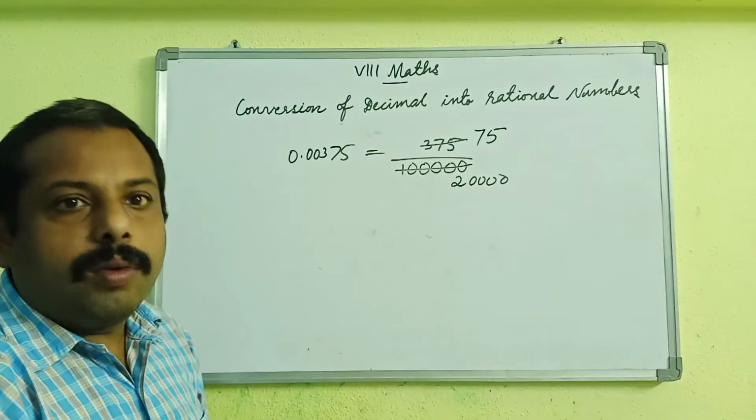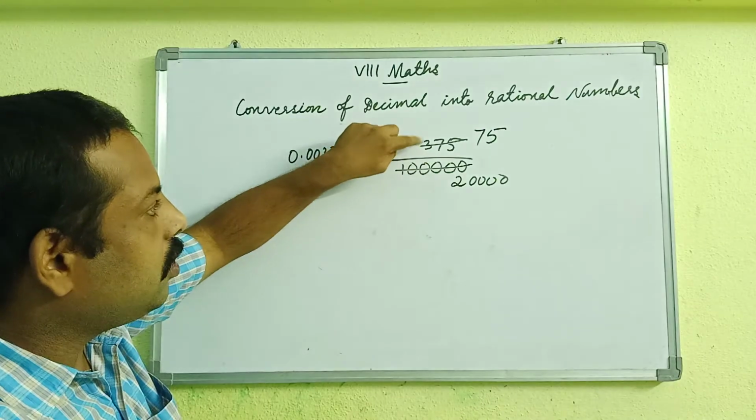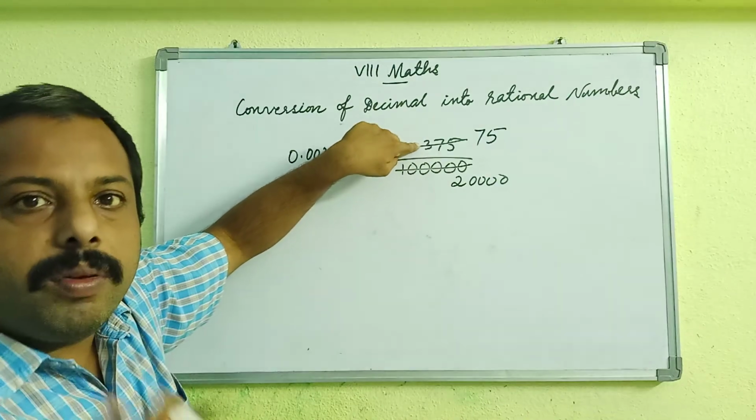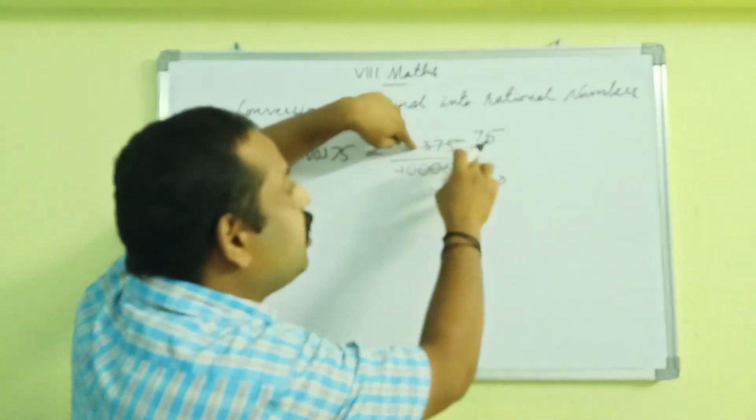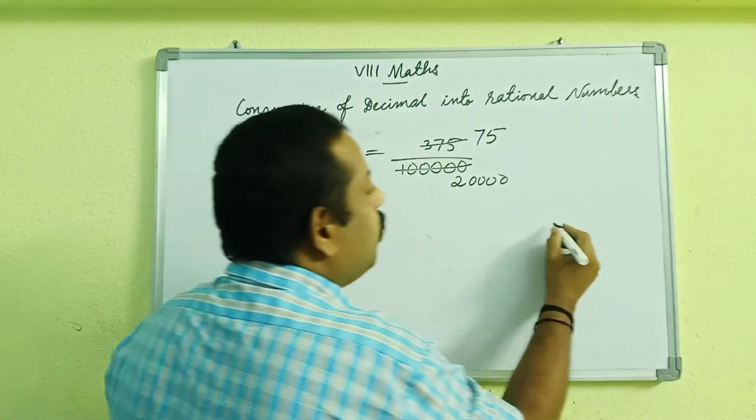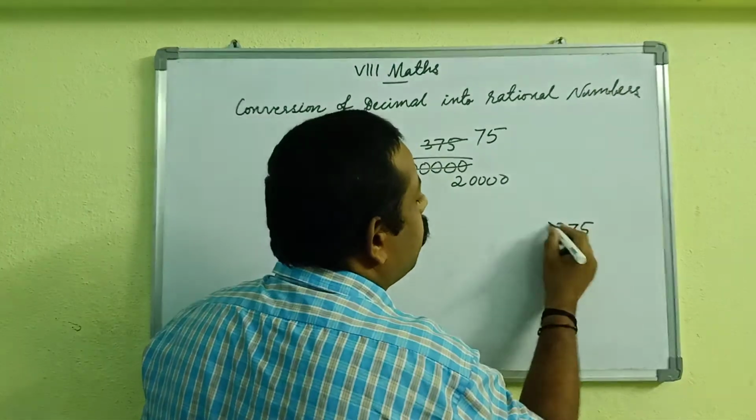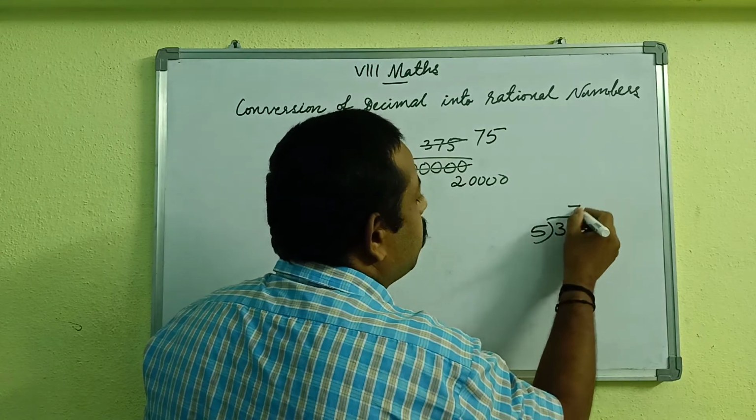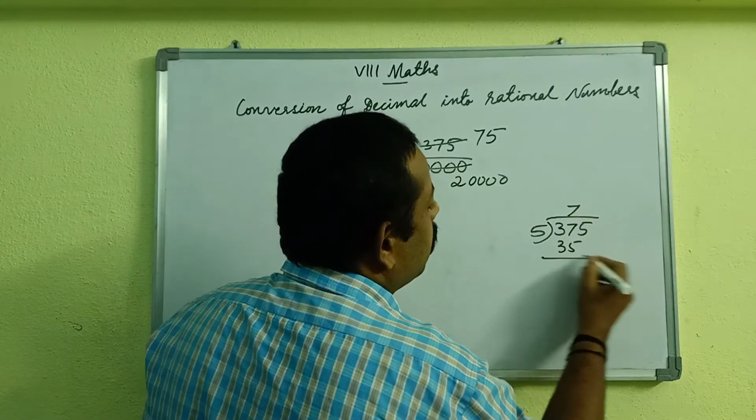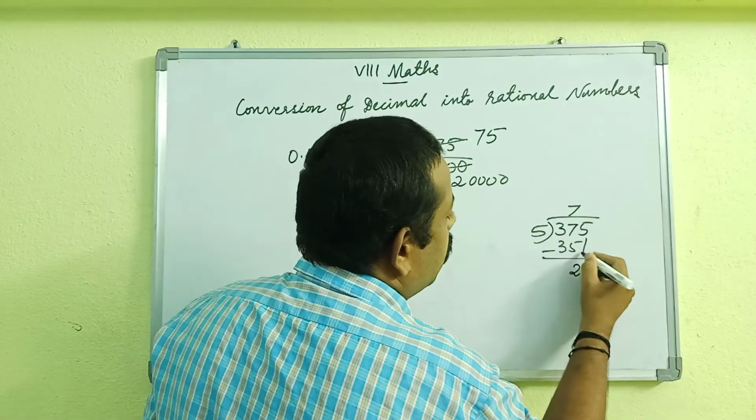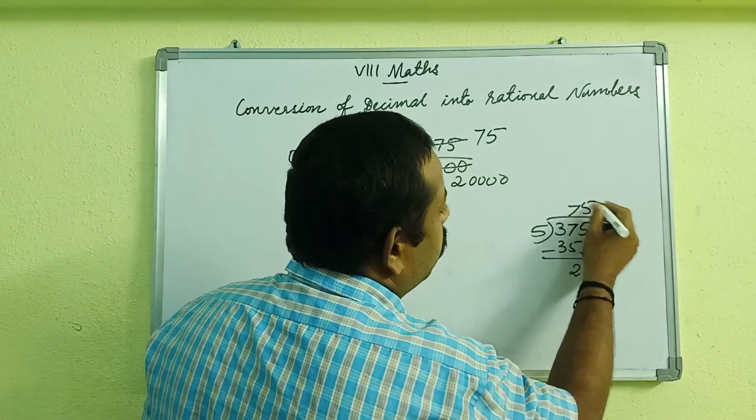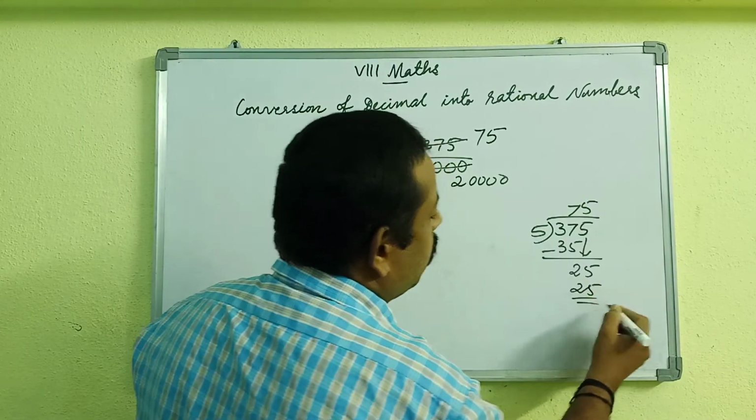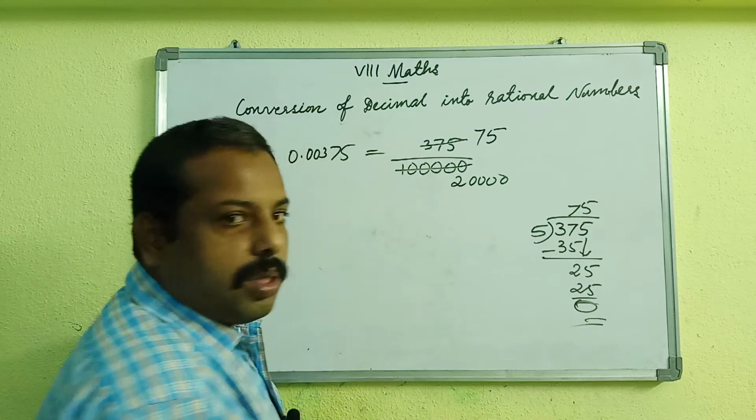20,000. Can you divide it by 5? See, I have already told you this. Whenever you are feeling difficulty in simplifying in this way, you divide. How will you divide? 375 by 5. 7 5s are 35. Subtract 7 minus 5, 2. Write 5 down. 5 5s are 25. So the remainder is 0. This way we can do.